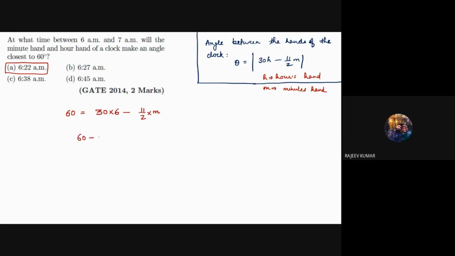If you solve this equation, you get 160 minus 180 is equal to 11 minus 11 by 2 m, which becomes minus 120 is equal to minus 11 by 2 m, or m will become 240 by 11, which is 21 point 81 something. So that is almost equivalent to 22, right? So 22 minutes have passed, and 6 we already had, so 6:22. The correct answer will become 6:22 am.